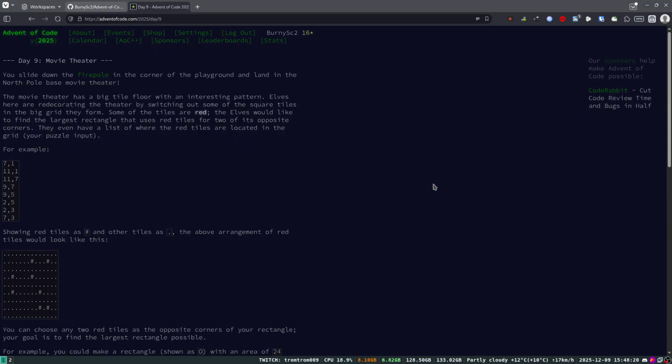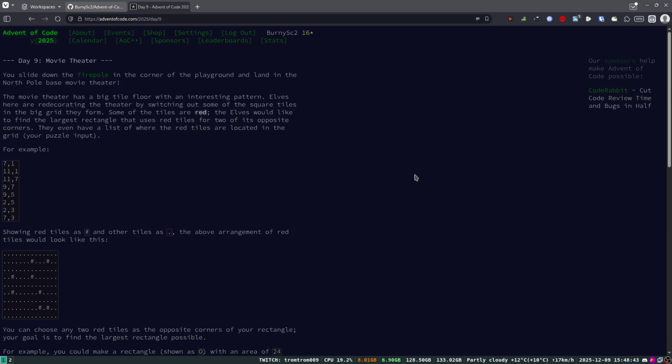Day 9, movie theater. You slide down the fire pole in the corner of the playground and land in the North Pole Base movie theater. The movie theater has a big tile floor with an interesting pattern. Elves here are redecorating the theater by switching out some of the square tiles in the big grid they form.